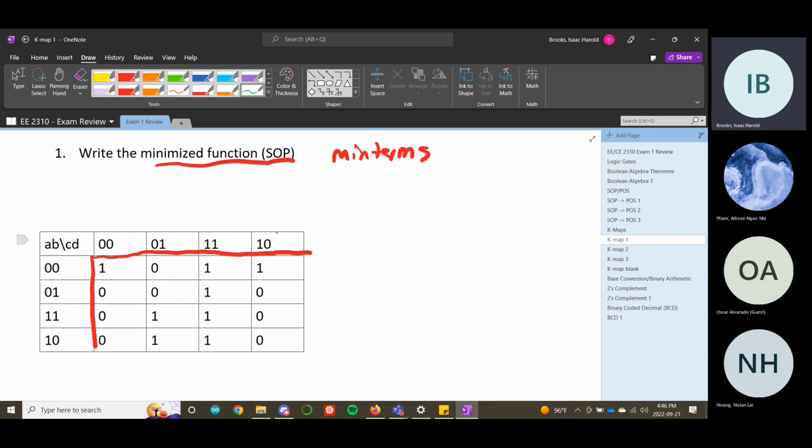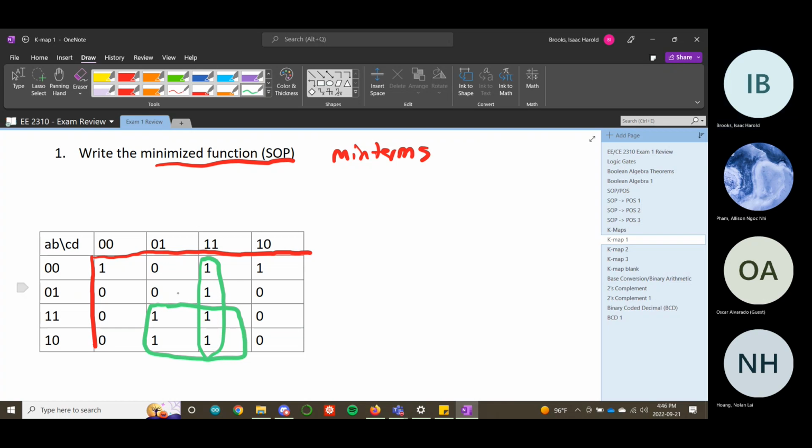So remember, step 1 is you want to draw the biggest circles possible. And then step 2 is you want to draw the fewest circles possible. So the biggest circles, you'll want to look for all the four size ones you can draw. You can draw one here, you can draw one here. And then what else can we do? We need to make sure everything is covered.